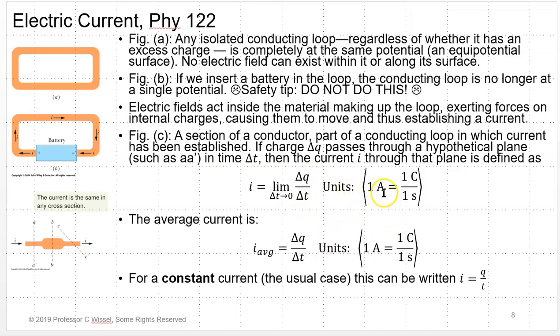The units on that are the new units. 1 ampere, which is 1 A, equals 1 coulomb per second. The average current is delta Q over delta T. Of course, the units are the same. For a constant current, which is the usual case, this can be written as I equals Q over T.